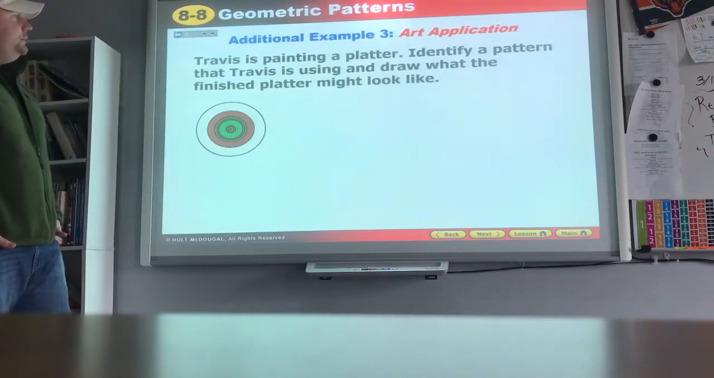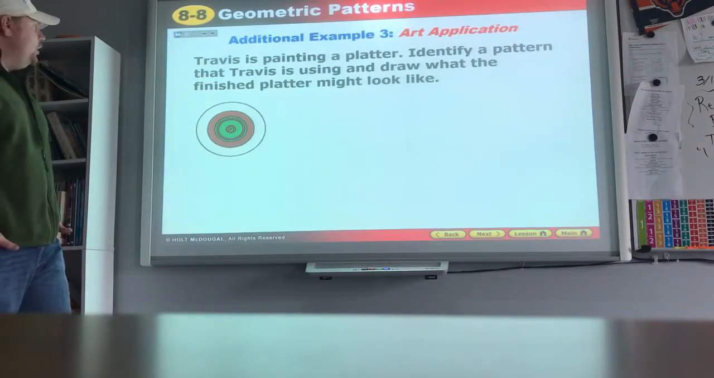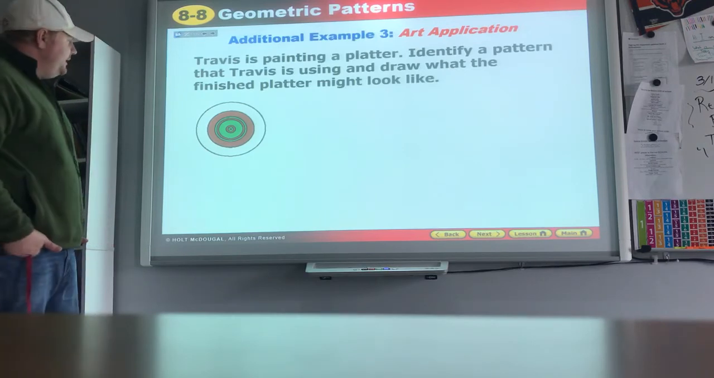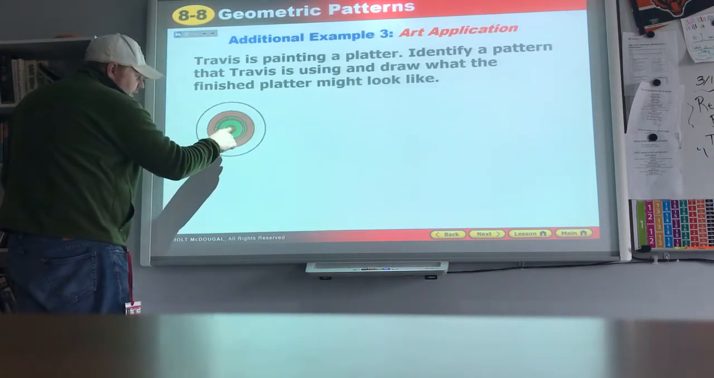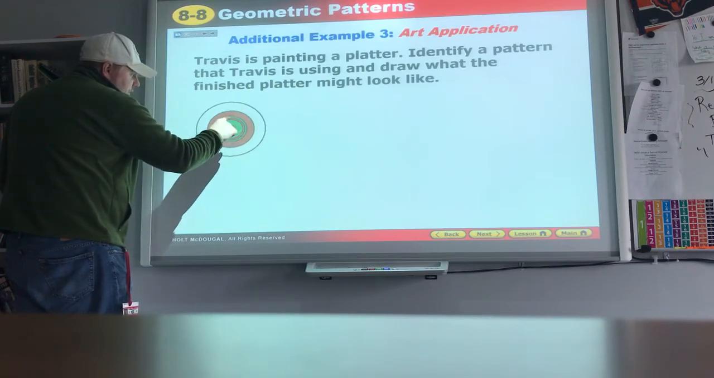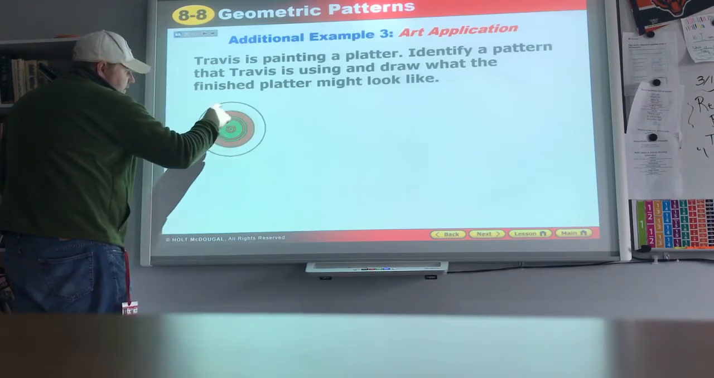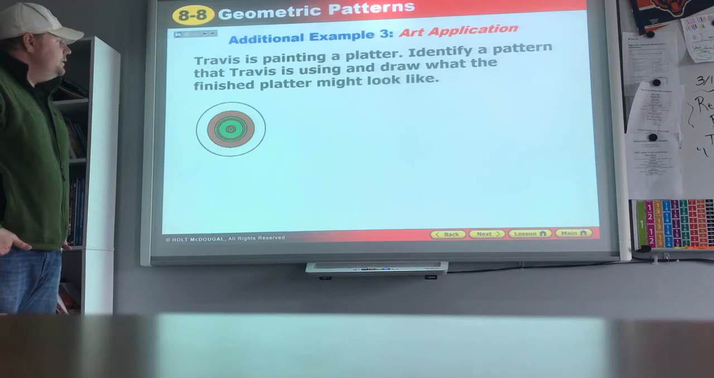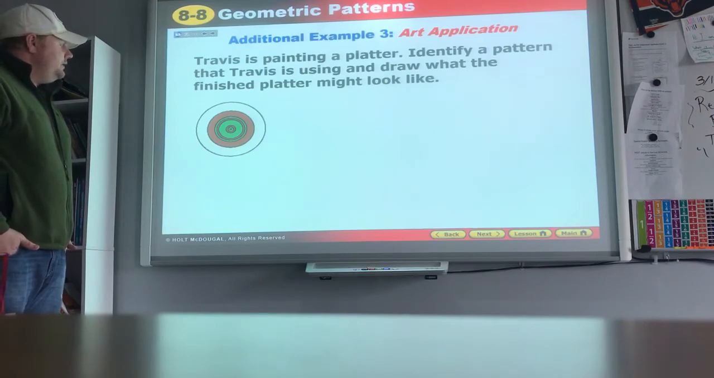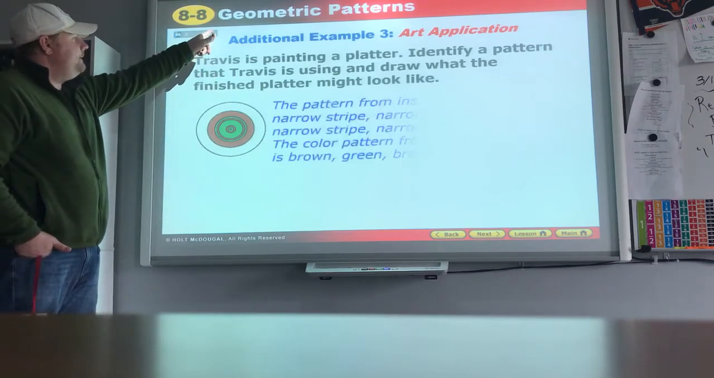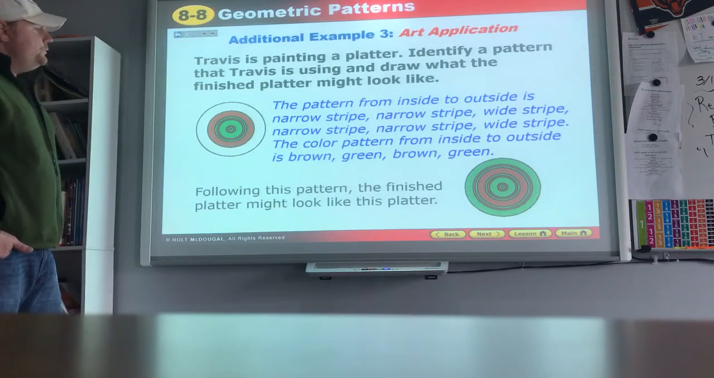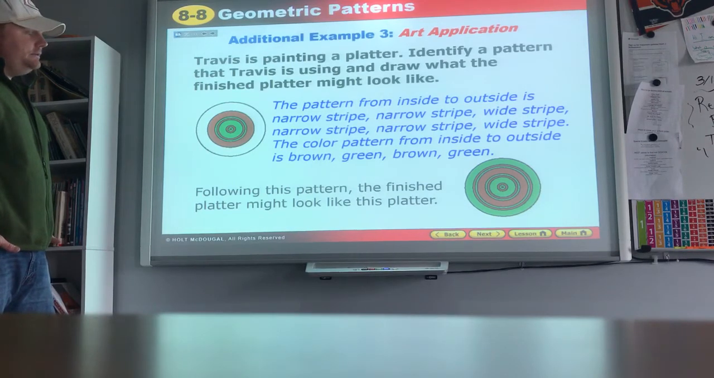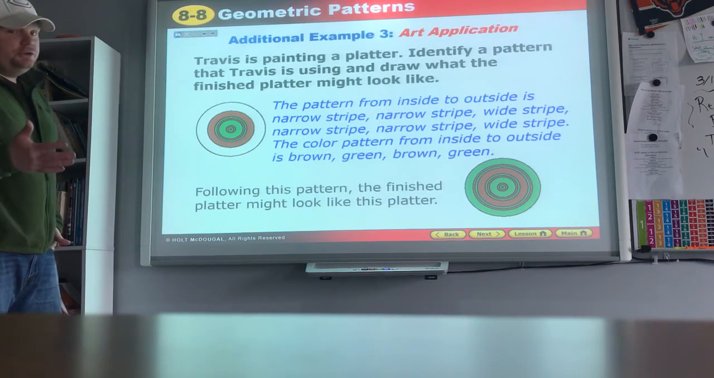Now here, Travis is painting a platter. Identify a pattern that Travis is using and draw the finished platter, or what the finished platter might look like. Red dot, then green, then red circle, then green, then red circle, then green, then red, and then the next one. Would it be a thin green and a thin red? Let's see. It'd be a thin green, a thin red, and then a thick green. That's how they were doing. It was thin, thin, thick, thin, thin, thick, thin, thin, thick, alternating colors each time.